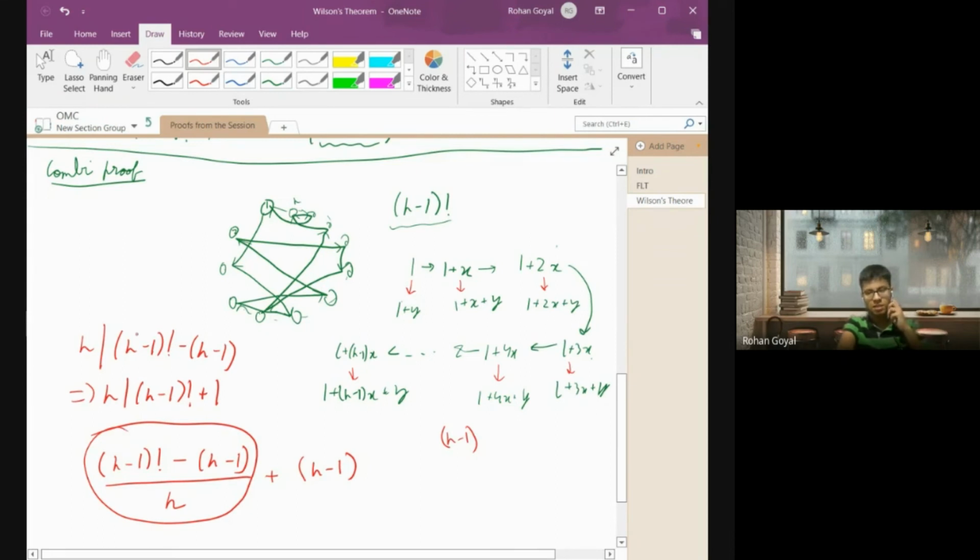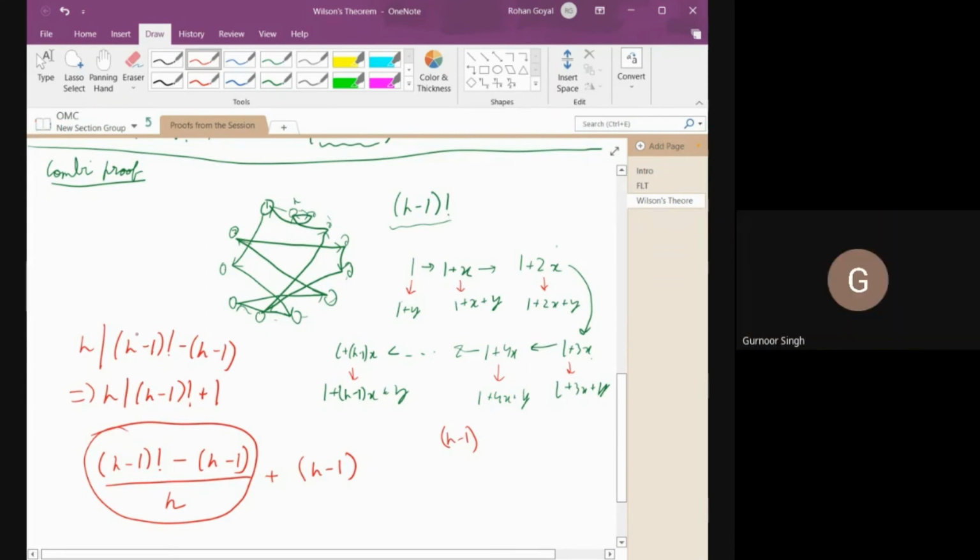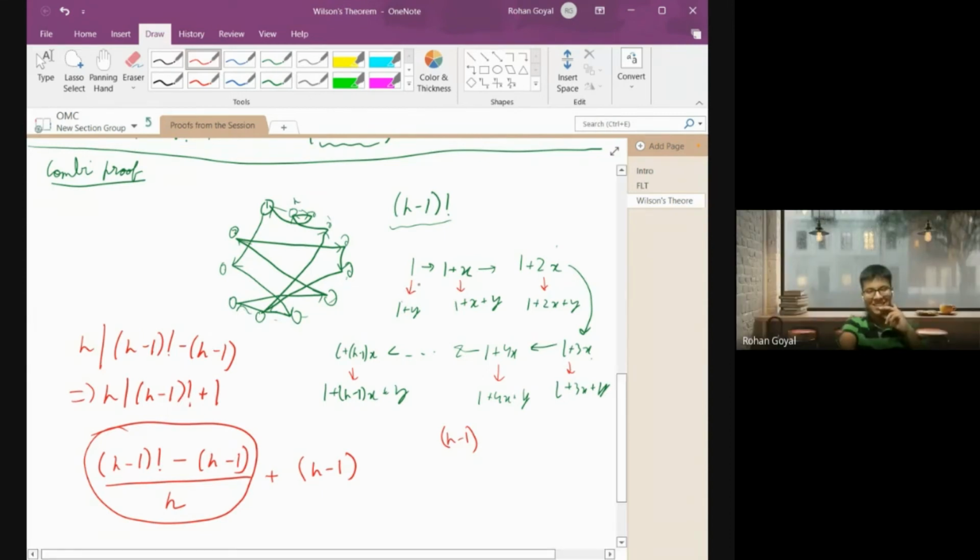Does that make any sense? Yes. Complete sense. All right, sure. Yeah, so this is Wilson's theorem.